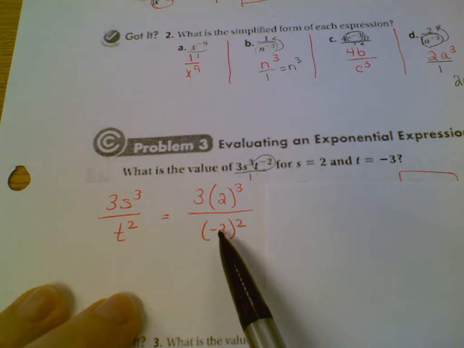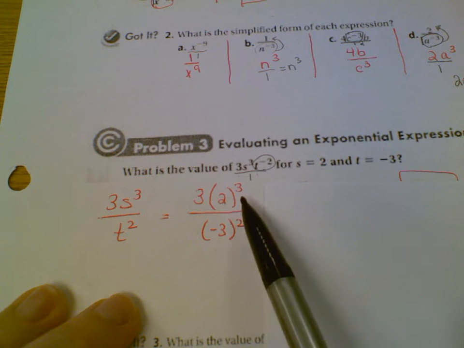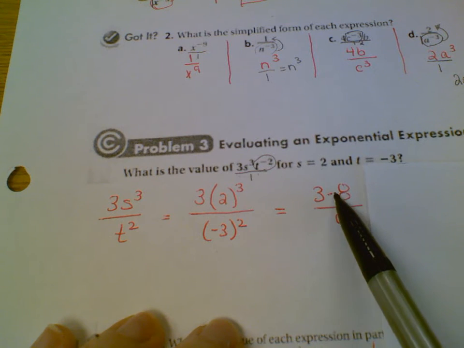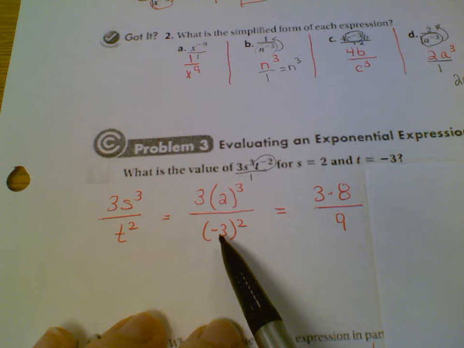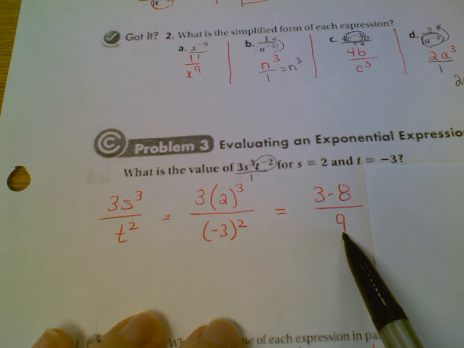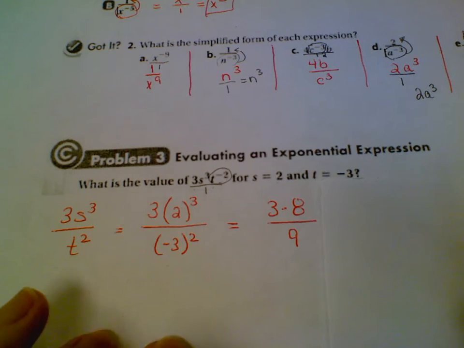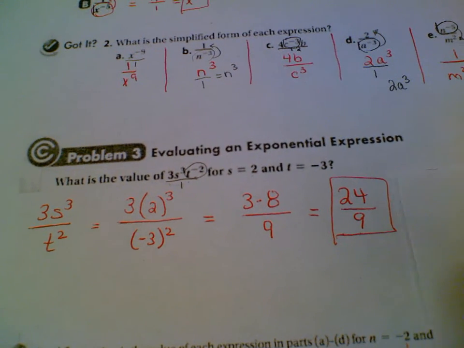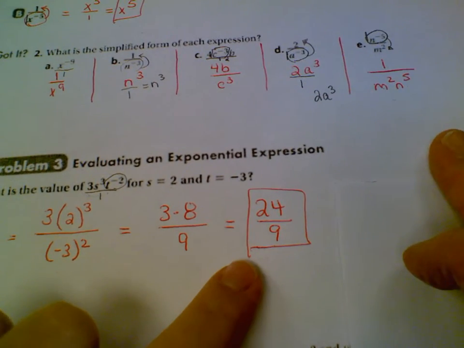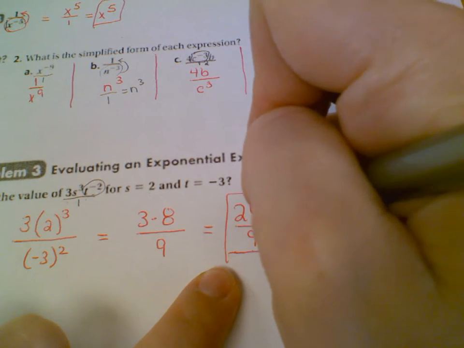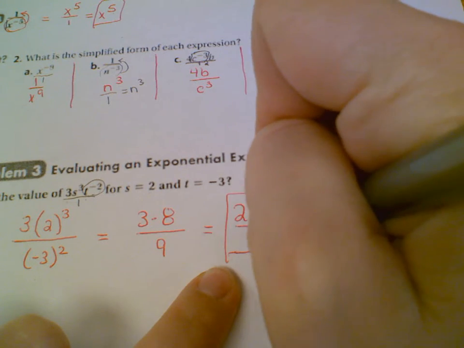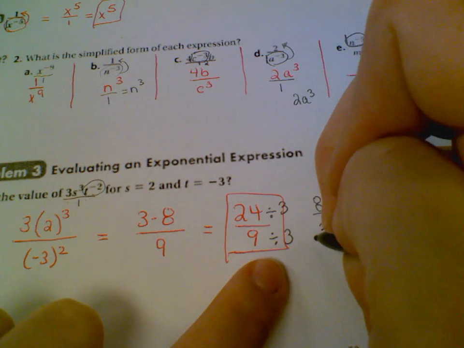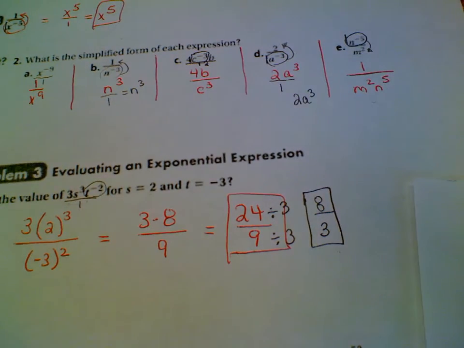Now I'm going to do order of operations. So I'm going to do exponents first. So I'm going to do 2 cubed, which is 8, and then I still have 3 times that on top. And then I'm going to type in my calculator -3 squared, which is 9. Now I'm going to multiply 3 times 8, which is 24, and then the 9 is going to stay in the bottom. Then I would need to check if it would simplify. I could divide both of those by 3. So 24 divided by 3 would be 8, and 9 divided by 3 would be 3. So my final answer would be 8/3.